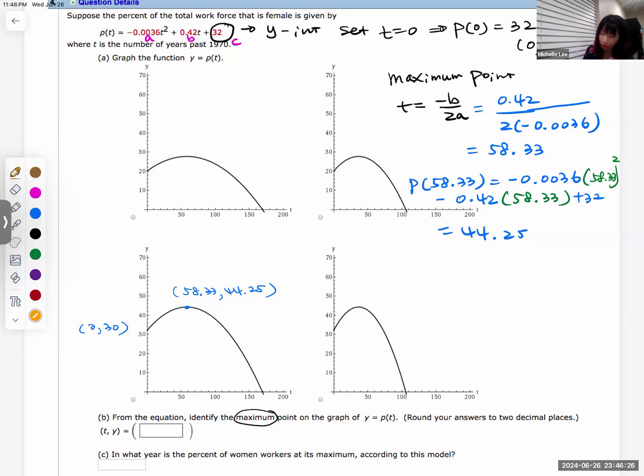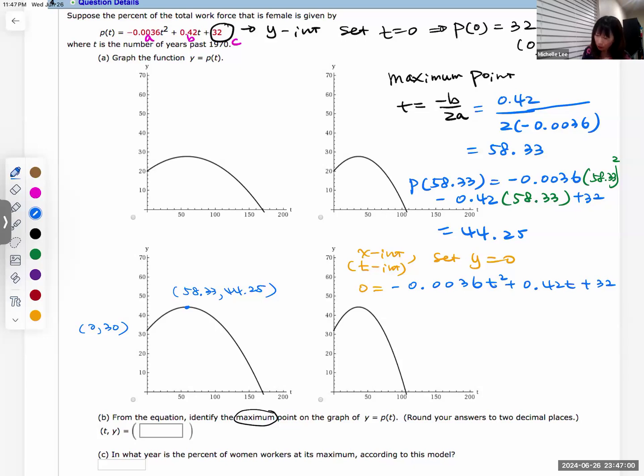Let me write down. X-intercept, set y equal to 0. In that case, t-intercept, right? Okay, so P over t, which is 0, then negative 0.0036 t squared plus 0.42 t plus 32, right? Okay.